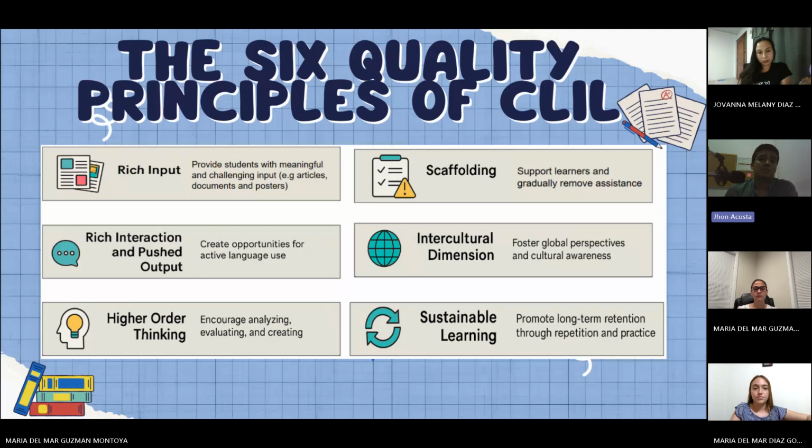The sixth principle is sustainable learning, which clearly depends on repetition, reflection and practice. In this way, they can develop long-term retention. If we are aware of these best practices, we are going to be able to apply them in real contexts, and we can create a real experience for students.